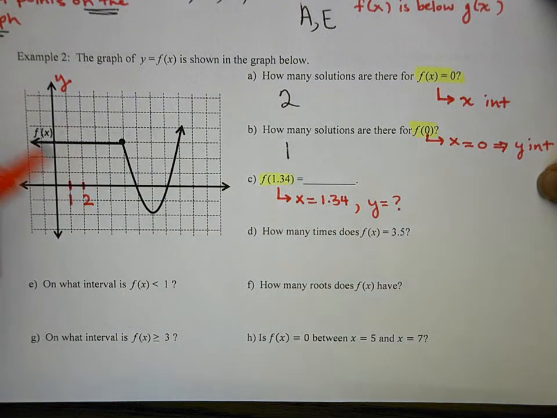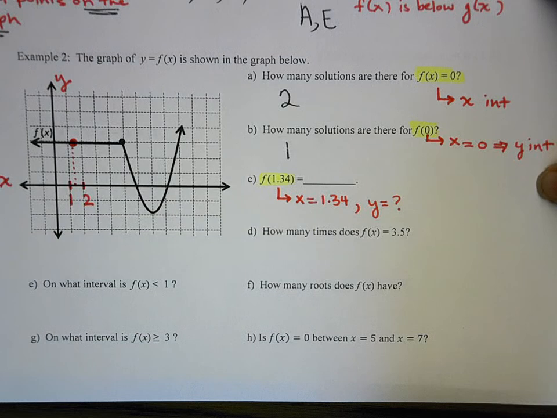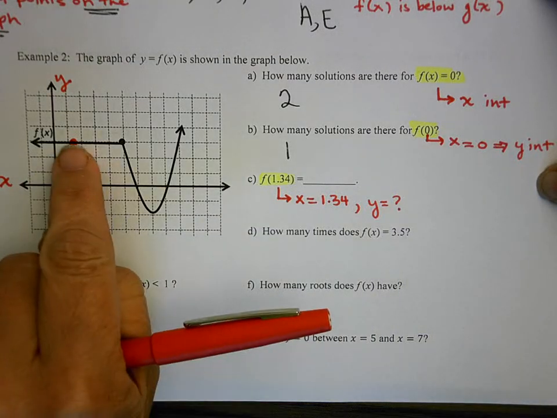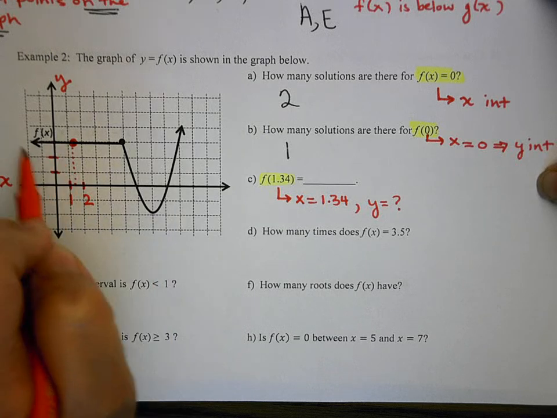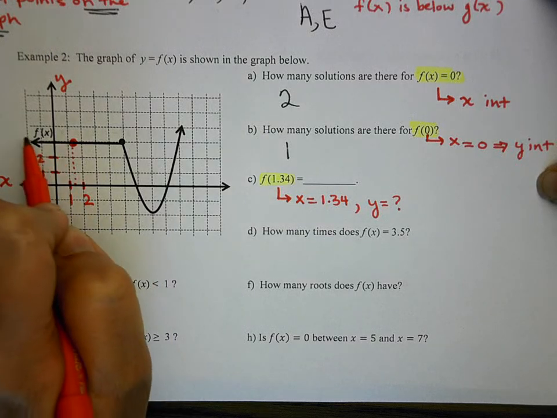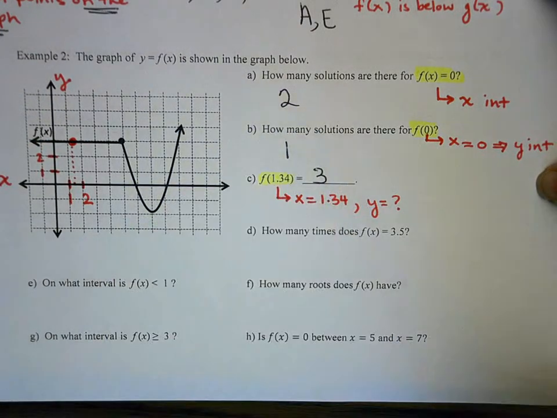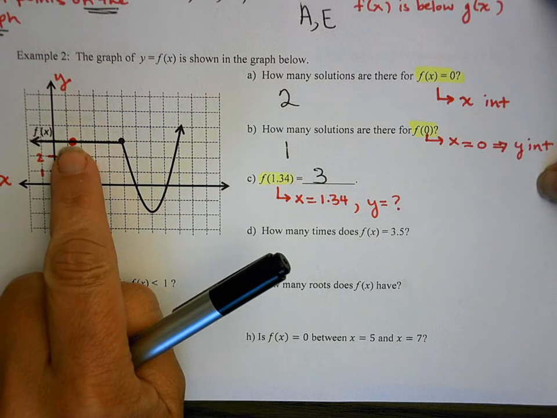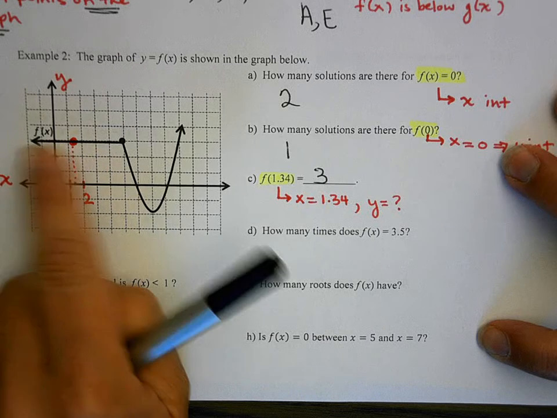So then I am just going to trace that up, somewhere right around there. That's where x is equal to 1.34. And what would be that corresponding y value? Well, that would be over here at y equals 3, right? So when x is somewhere between 1 and 2, right around there, my y value would be equal to 3. So it didn't matter where 1.34 was really, right? We knew it was on this constant line, and that was at y equals 3.